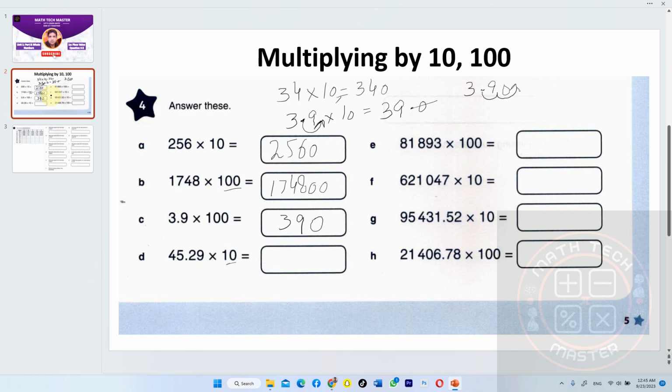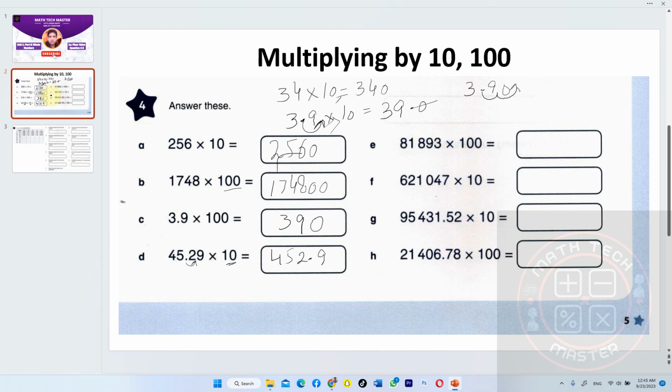There is only one 0 in the 10. So we will jump this decimal place and it will become between 2 and 9. So we will write 452.9. In the E and F part, we do not have any decimal place because there are whole numbers.